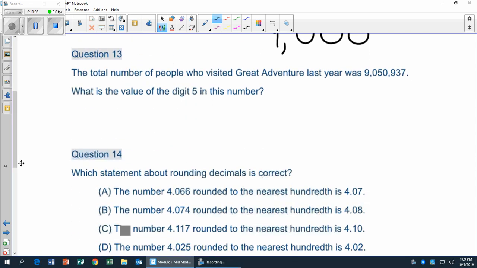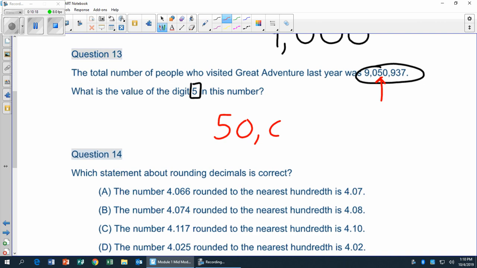Question 13. The number of people who visited Great Adventure was 9,050,937. They just want the value of the 5. So I look over here. The 5 is in the 10,000s place, so its value is 50,000.